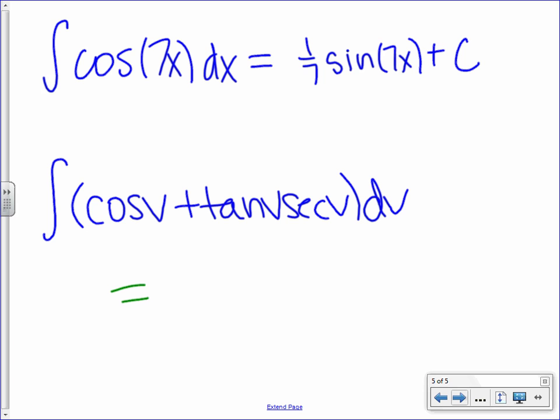Hold on, just look at it, think about it while some people are writing it down. Okay, so we have two antiderivatives that we need to think of.